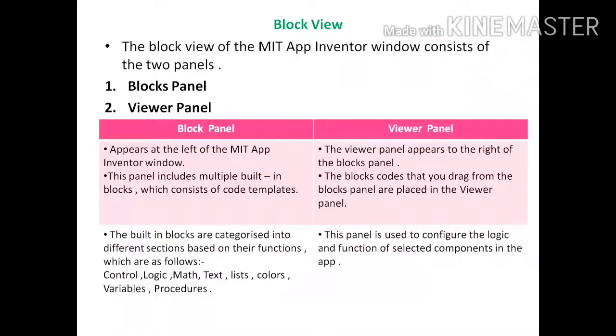You know it very well. What we do in the block view, we add the coding part. We add the functionality to the components which will be added into your app. Okay. Now, block view of the MIT App Inventor window consists of the 2 types of panels. First one is a block panel. Second one is a viewer panel.